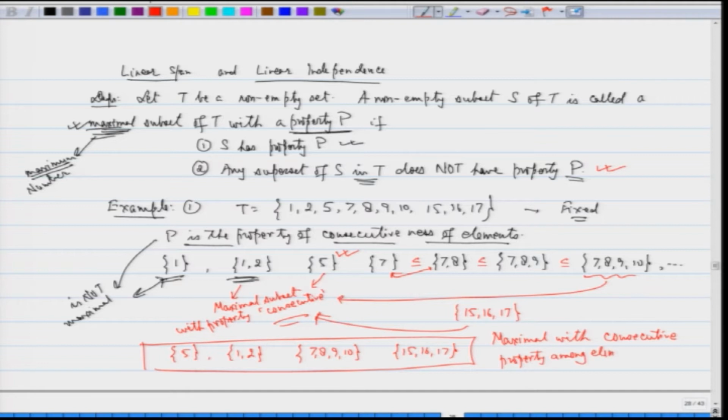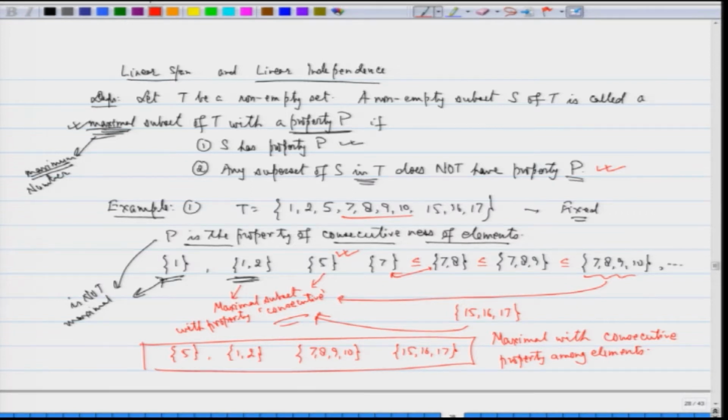Among elements, 5 in itself is a single vector or single element. I cannot join anything from T so that it becomes consecutive. 1, 2, I cannot join 3, there is no 3 here, so again 1, 2 is as it is. Similarly, 7, 8, 9, 10, I pick from here, I cannot join either from the left or from the right, hence it is the maximal set. Similarly, 15, 16, 17 is a maximal set.